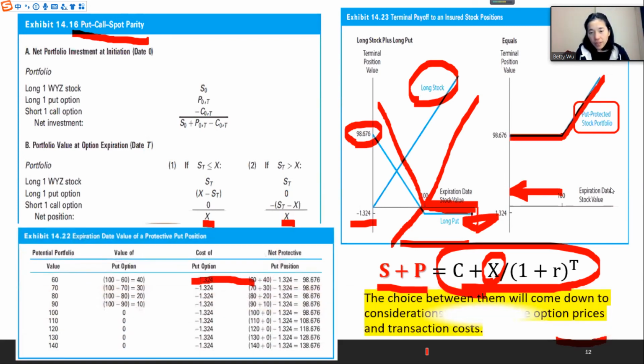Okay, the last thing I would like to say, since we say both are equal, so which one should you choose? The choice between them will come down to considerations such as relative option prices and transaction cost. Without these considerations, you are indifferent between these two because both will give you the same position or payoff or profit position later on.